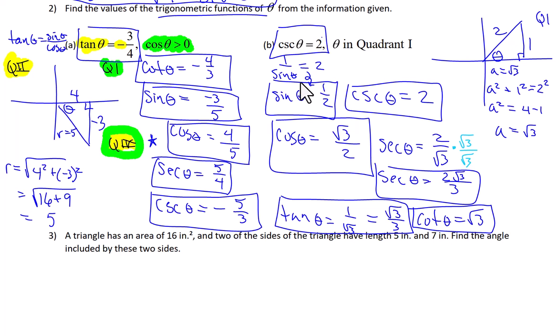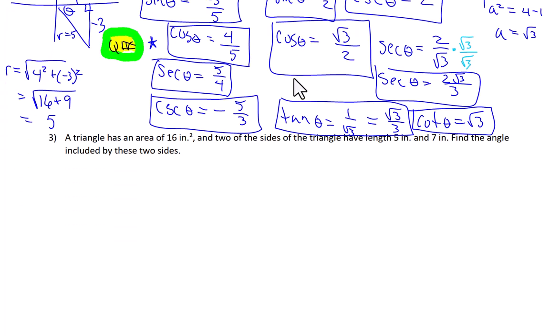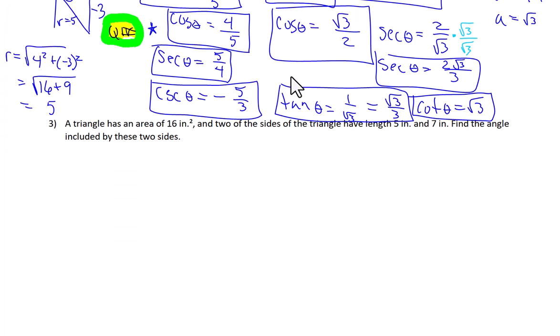All right, let's go on to a next example. This one states as follows: a triangle has an area of 16 inches squared, and two of the sides of the triangle have length 5 inches and 7 inches. Find the angle included by these two sides.